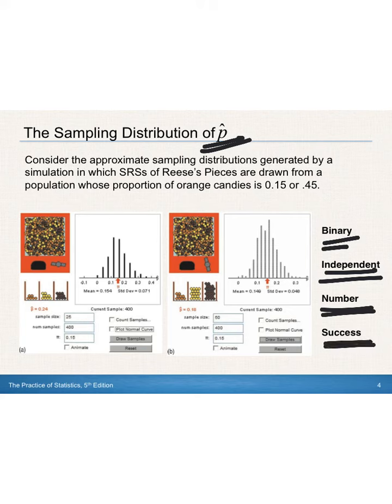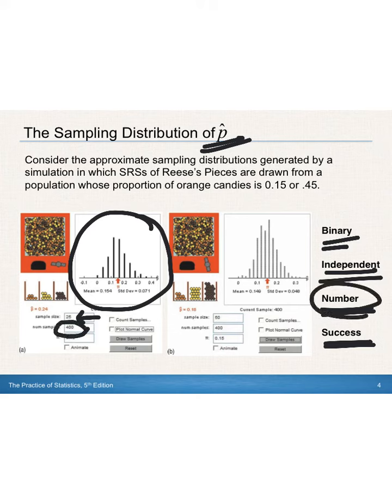For example, this particular sampling distribution has a known-ahead-of-time sample size of 25, and the number of samples that we're going to be taking is 400. Then we know the proportion ahead of time: 15% of them are orange. So when we're looking at a proportion, we can treat it like a binomial random variable.